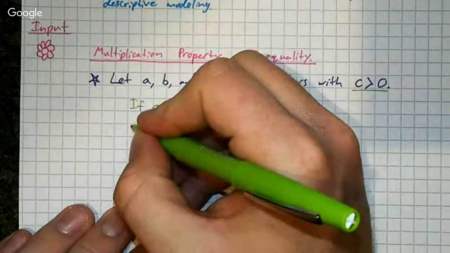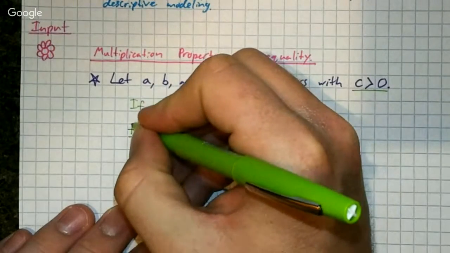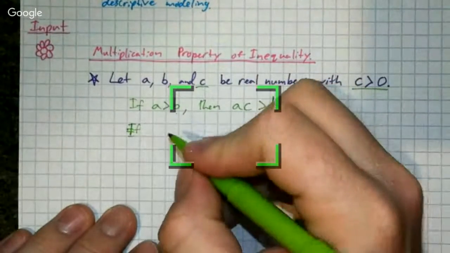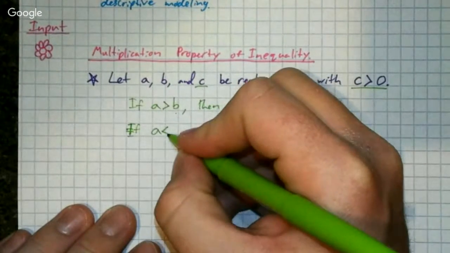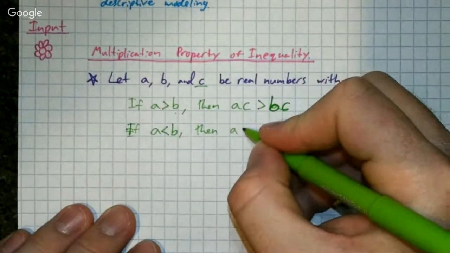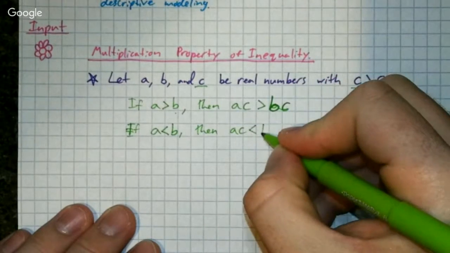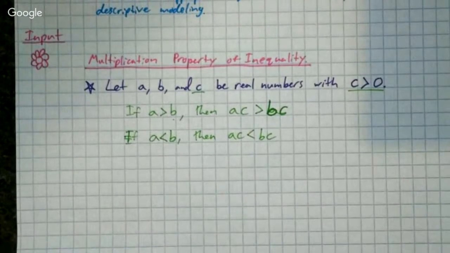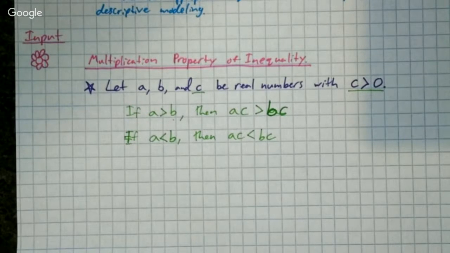This also means that if A is less than B, then A times C will be less than B times C. And that seems pretty simple from just looking at it right here, right? But let's go ahead and look at the next part now.